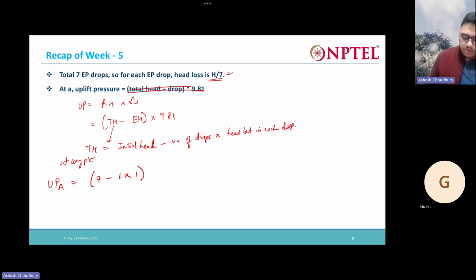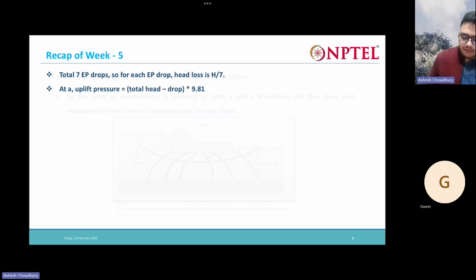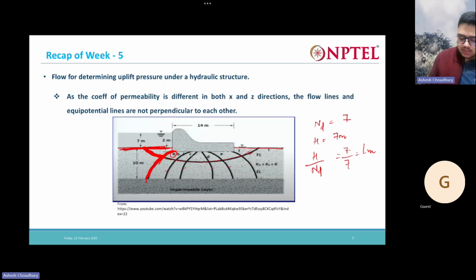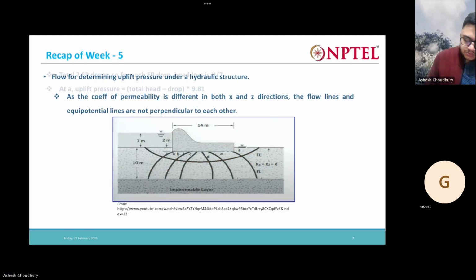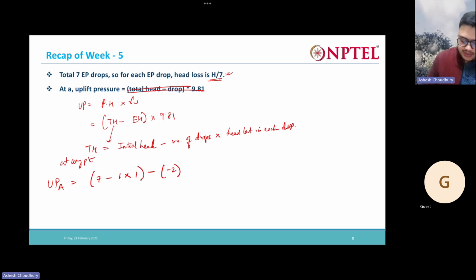This gives me the total head, and then minus the elevation head. I have taken the ground level as the datum, so it is 2 meters below that, so minus 2 is the elevation head. This will give me my pressure head. So 8 times gamma W is my uplift pressure at A.